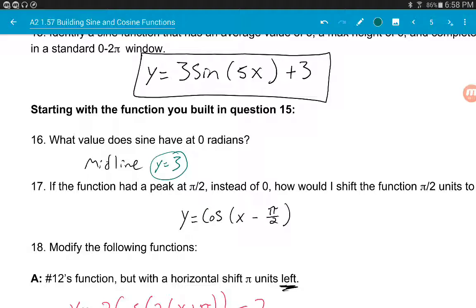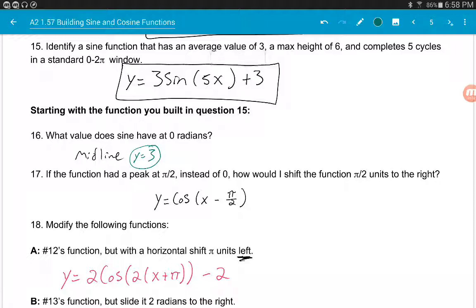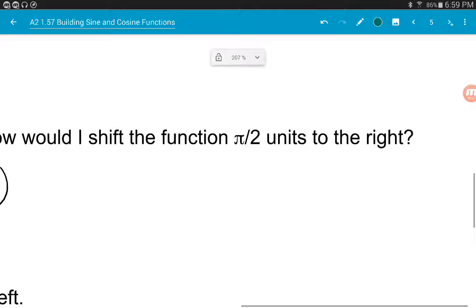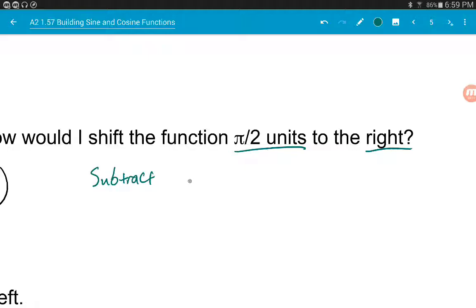Now 17: if the function had a peak at pi over 2 instead of 0, how would I shift the function pi over 2 units to the right? Well, regardless of what function we're talking about, if I wanted to shift something pi over 2 units to the right, I would have to subtract pi over 2 on the inside of the function next to the variable.